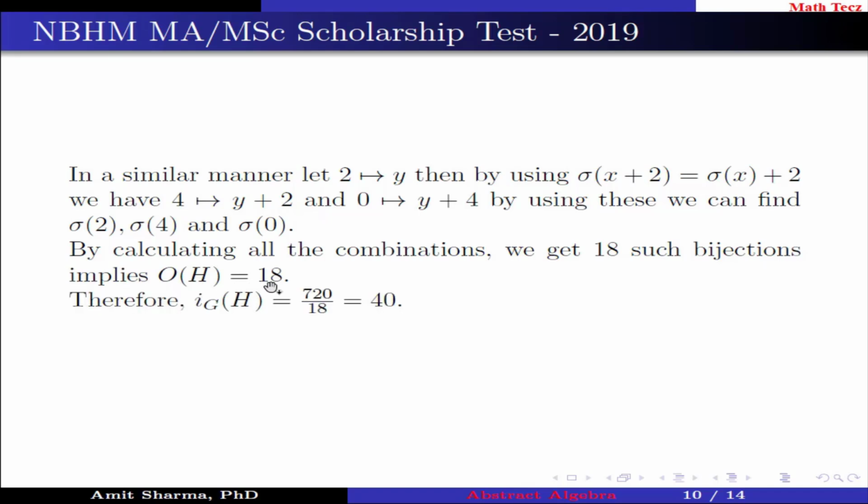Therefore, the index of H in G is equal to 720 by 18, which is equal to 40. Hence, the index of H in G is 40.